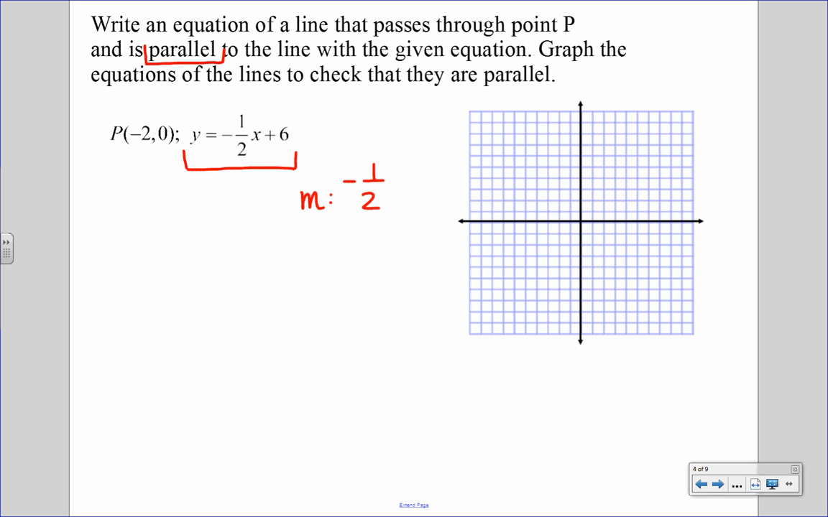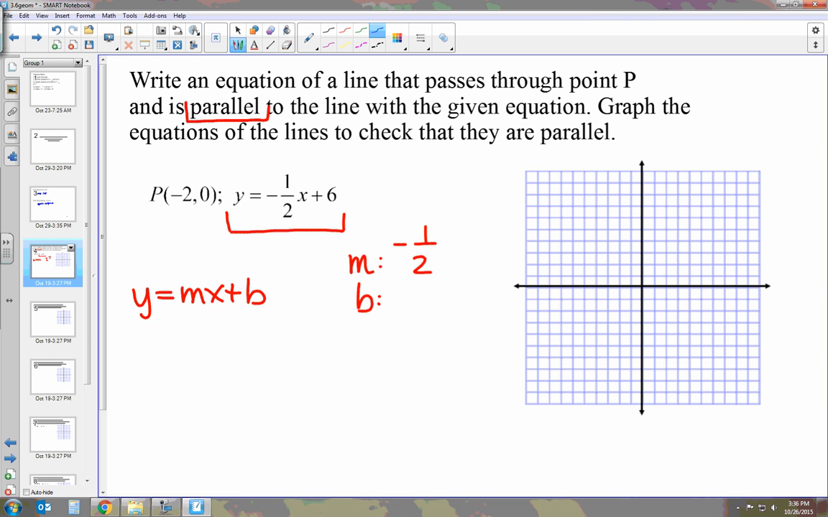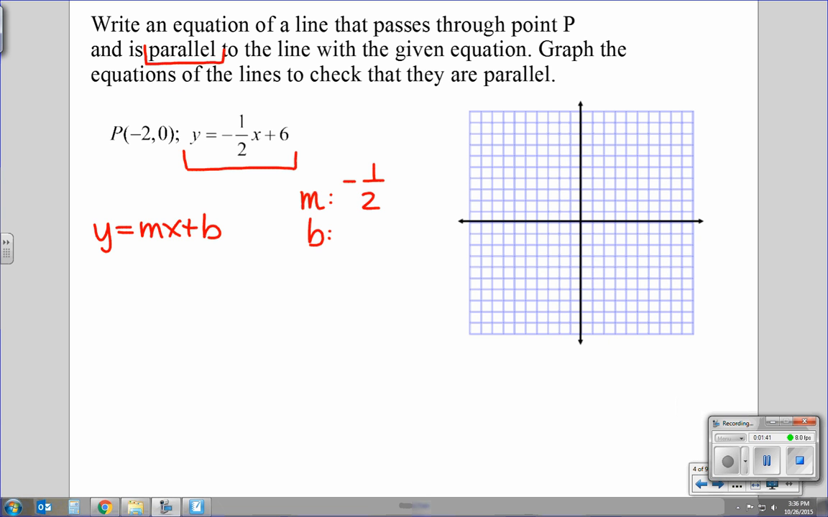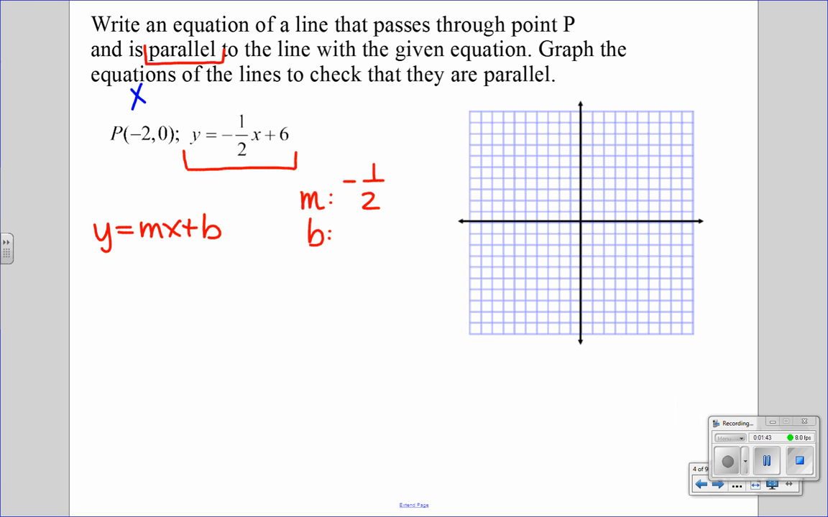And to write an equation, we have to use y equals mx plus b. Now we already have the m, so we have to find our b. And the only other piece of information that they give us is our point, and our point is an x and a y. So this is an x and this is a y.